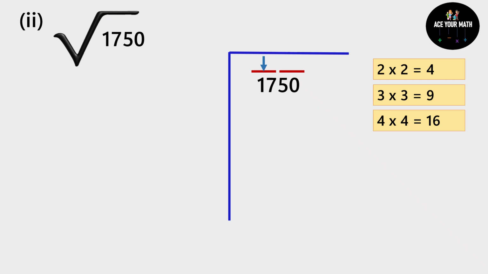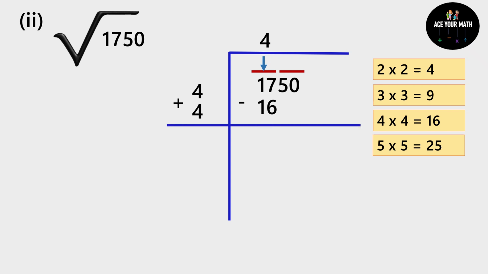When you do 4 square, you get 16, and 5 square gives you 25. It means you will consider 4. So you write 4 at the top and 4 on the side. 4 fours are 16, which you write just beneath 17. The same value 4 you add on the left hand side. When you subtract 16 from 17, you get 1 as the answer. On the left hand side, complete the addition, which gives you 8.